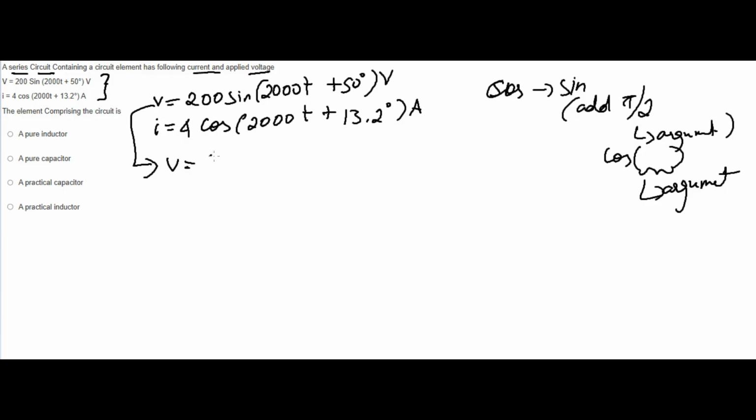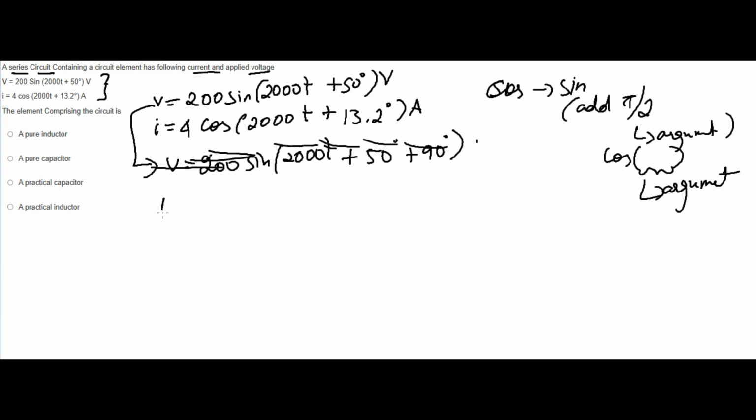V is equal to 200 sine of 2000t, as they have given, plus 50 degrees. Plus 90: one more 90 I'm going to add. Afterwards I'm going to take it in the form of amps. So this time, let me take the I.